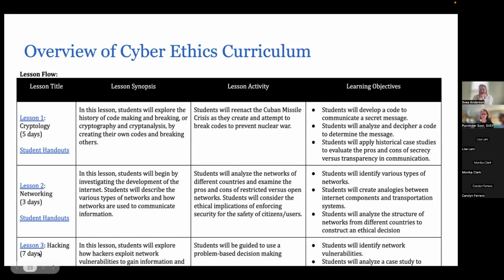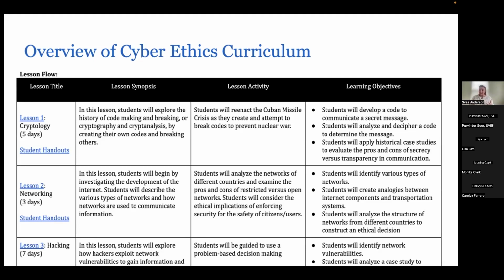So here is the curriculum that I just went very quickly through. We just went through lesson 1. You'll see that this is part of the Ignited curriculum, and I can share that with you all. It's free and open source, and I'll share something with you in just a second. The students are going to explore the history of code making and breaking through cryptanalysis. They create their own codes, which were Caesar ciphers, and then they broke others, which we kind of did in the chat. There are lesson activities and lesson objectives for everything. The thing that I really appreciate about the curriculum is that it was not written by people in computer science or in cybersecurity.